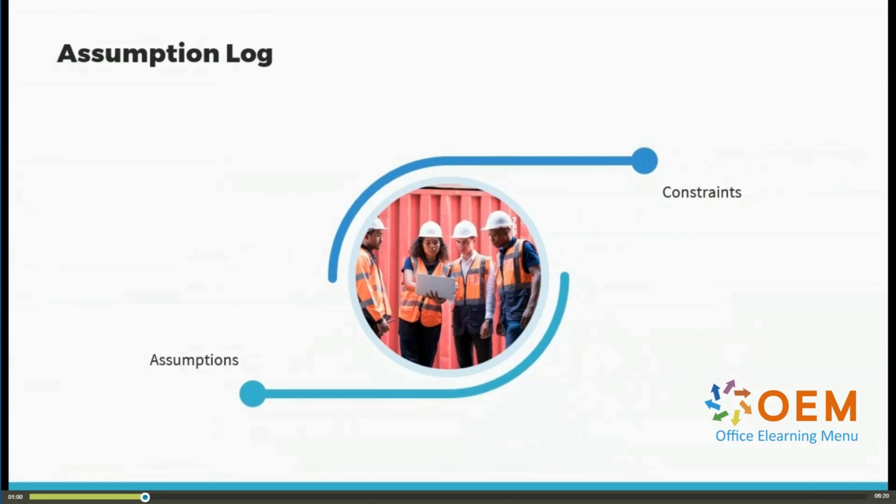Within the assumption log, project managers document these assumptions and constraints systematically. This serves two key purposes. First, it provides clarity to the project team about what factors are critical to project success. And second, it highlights areas that may require further investigation or risk mitigation. In fact, by continuously updating this log as the project progresses, project managers ensure that the team is aware of any changes or new insights regarding these assumptions and constraints.